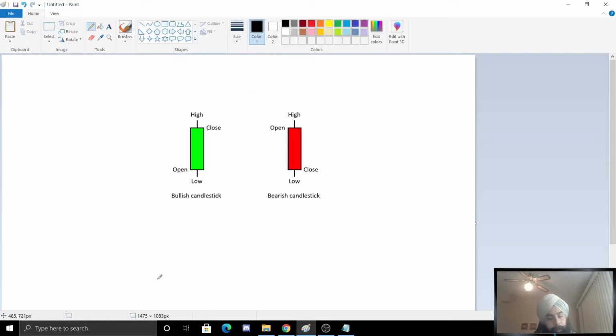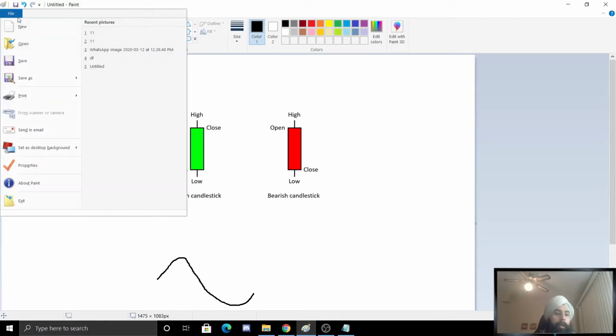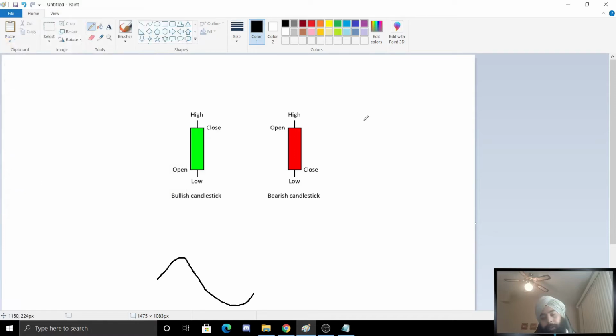Okay. Let's say a stock looks like this. Okay, no. Let me make a clearer picture. Let's say a stock looks like this. So now what happened is this. The stock opened over here. The max the stock went is over here. The lowest the stock went is over here. And the stock closed over here.